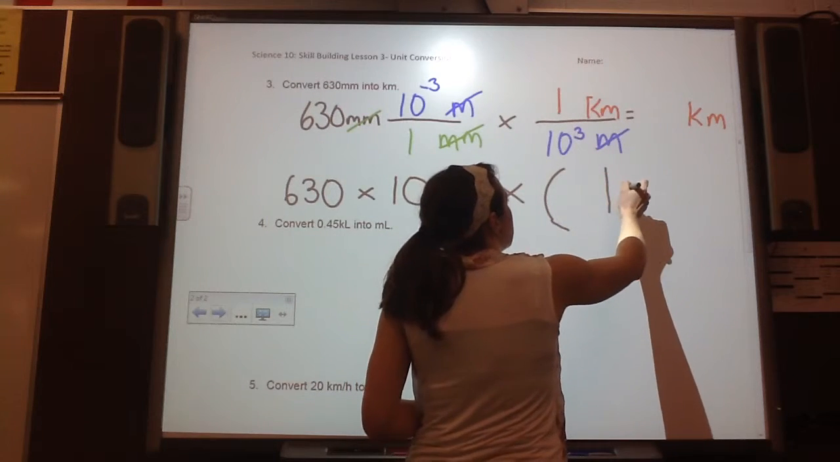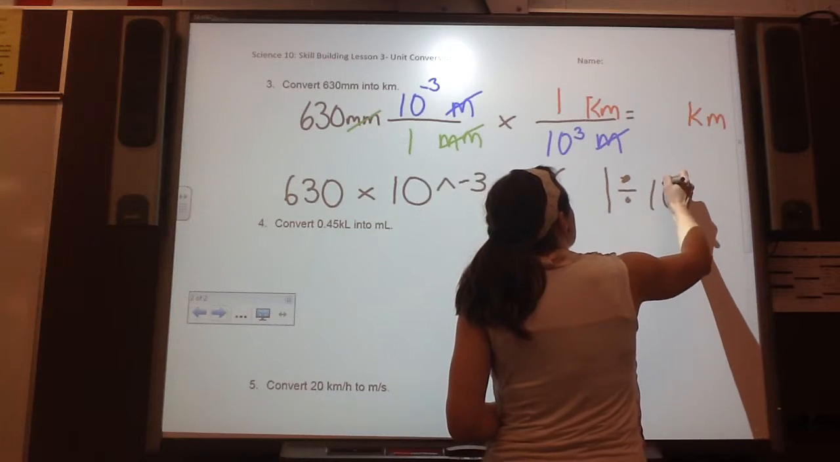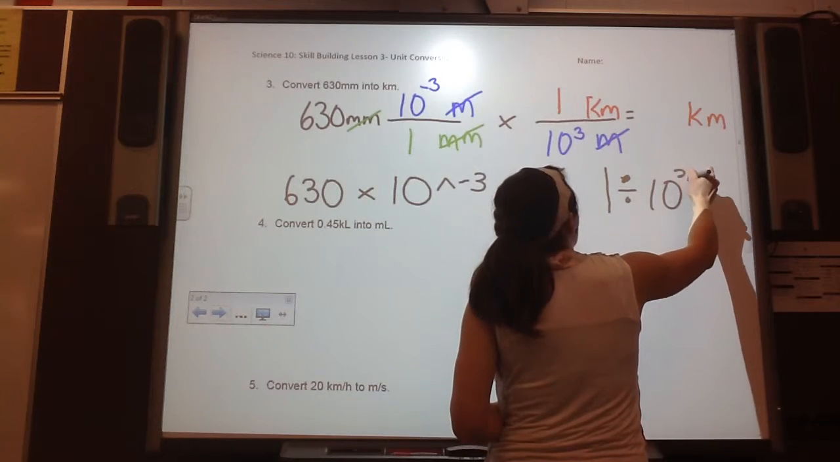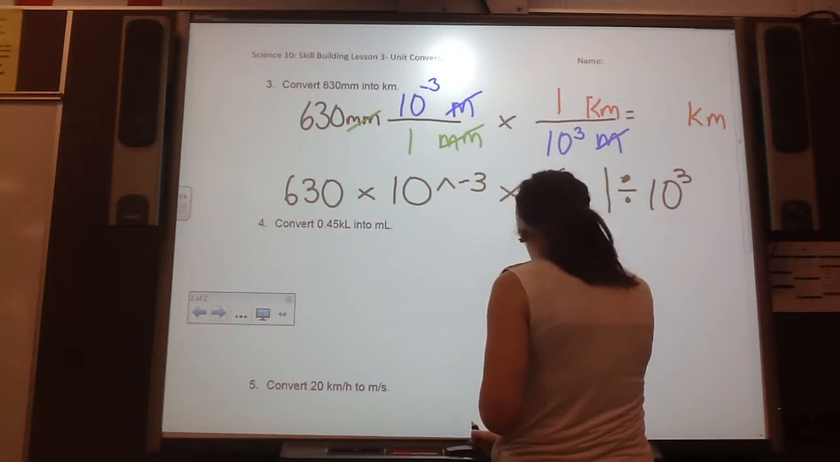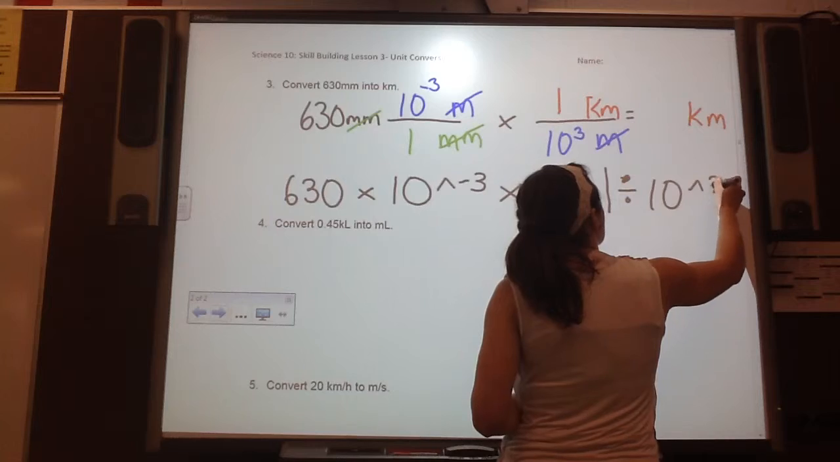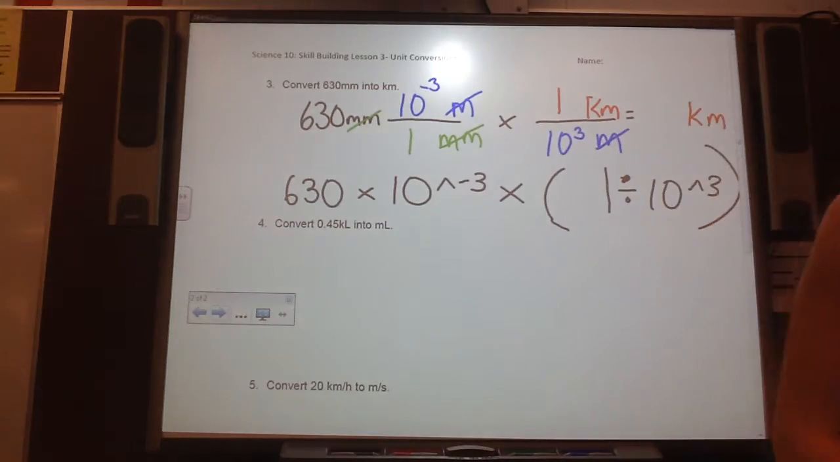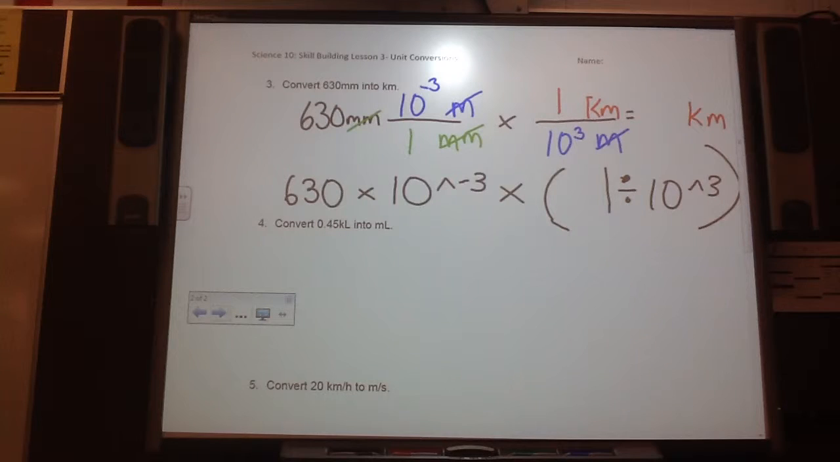1 divided by 10 to the power of 3. Oops, I should write the arrow in. Close bracket. Equals, then equals. Then equals, yeah. 6 plus 3 times 10 to the negative 4. Bam, I got 6.